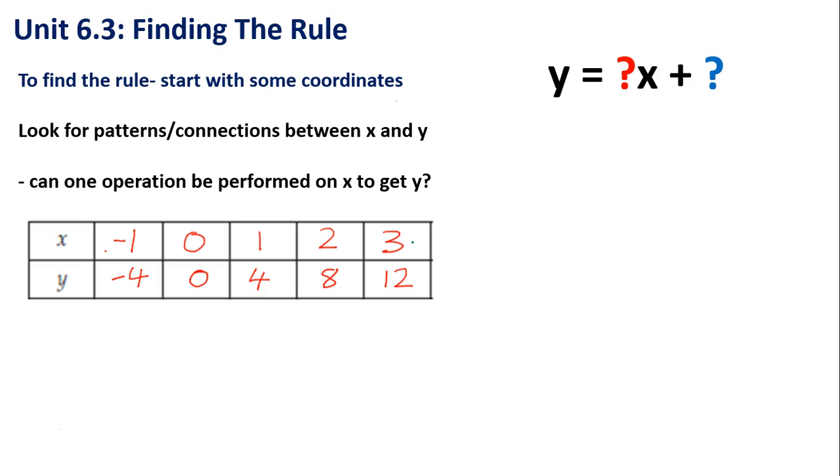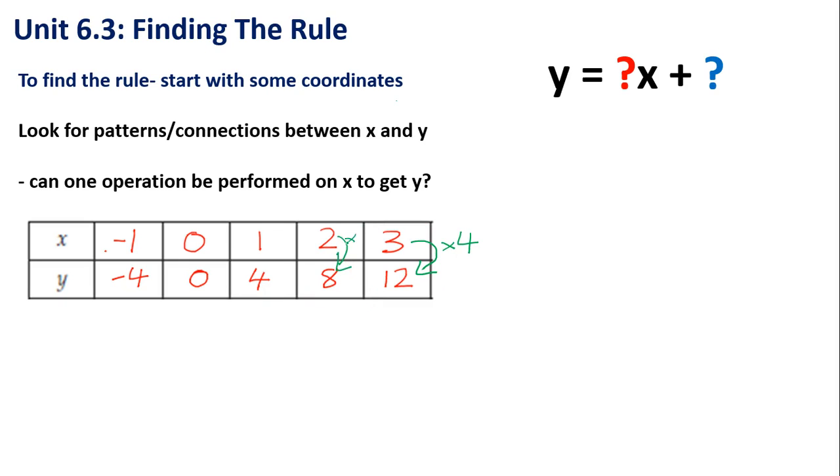So hopefully you might have noticed, to get from 3 to 12, we could multiply by 4. We could also add 9, but that doesn't fit here. 2 plus 9 will be 11. Okay, so it can't just fit one coordinate, it's got to fit all the coordinates.